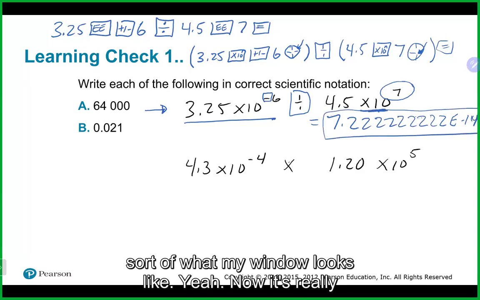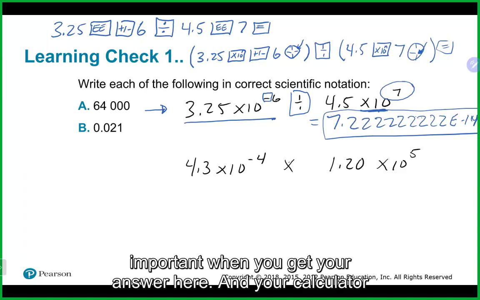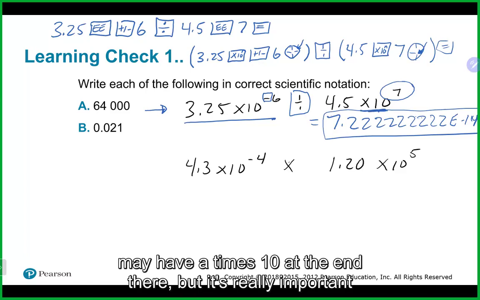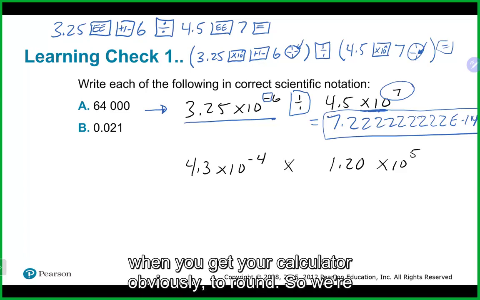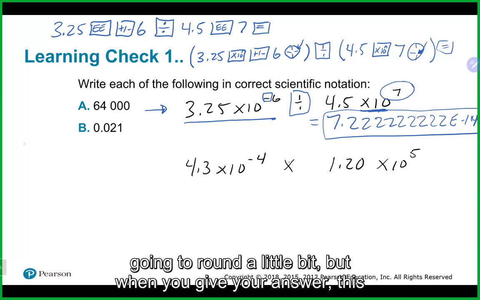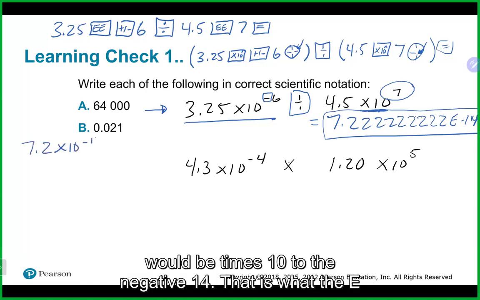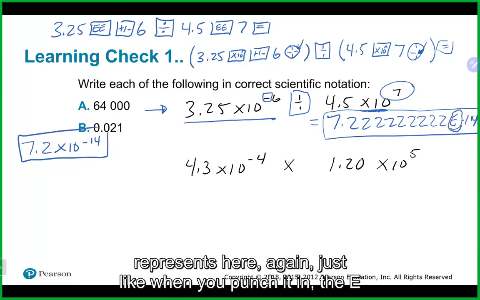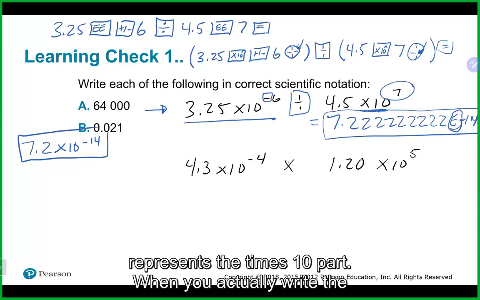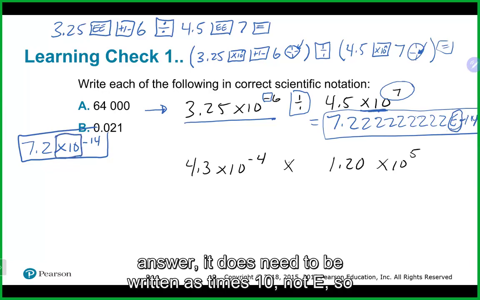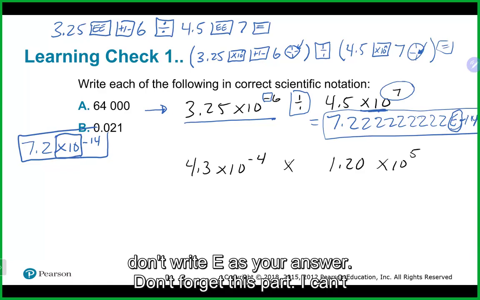Now it's really important when you get your answer here, and your calculator may have a times 10 at the end there, but it's really important when you get your answer, obviously, to round. So we're going to round a little bit. But when you give your answer, this would be times 10 to the negative 14. That is what the E represents here. Again, just like when you punch it in, the E represents the times 10 part. When you actually write the answer, it does need to be written as times 10, not E. So don't write E as your answer.